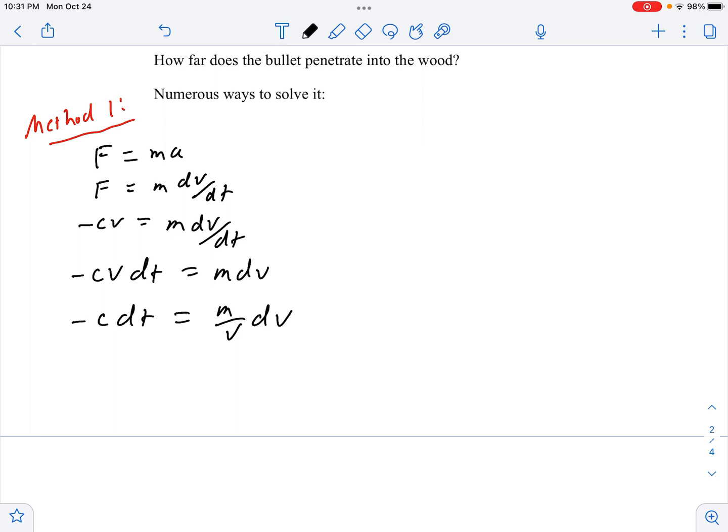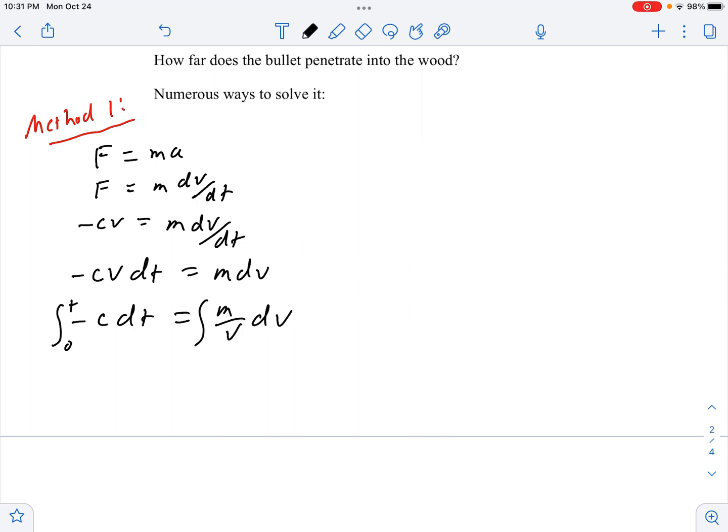Okay, now we're ready to do our integration. So we're going to integrate both sides. If you think about this, the bullet is going to enter the block, and that's where we're going to start the clock. So we're going to start at time 0, and we're going to integrate up until some time. We're just going to call that t. So we're going to get a generalized expression.